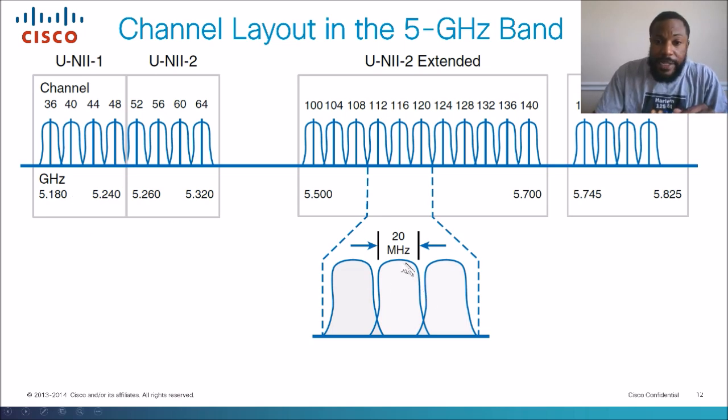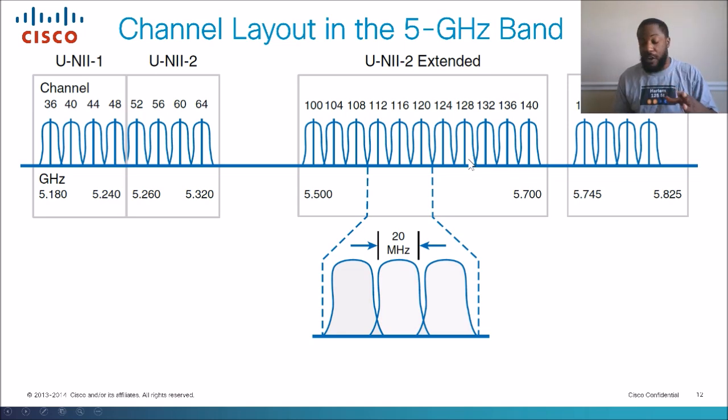But as you can see here, they're 20 megahertz wide. What else can we say about it? They're separated in separate bands right here. So we just call it the 5 gigahertz band. But if you notice, there's a box right here. We skip this part right here. We got a big box right here. Notice that there's different names. These are the different standards right here.